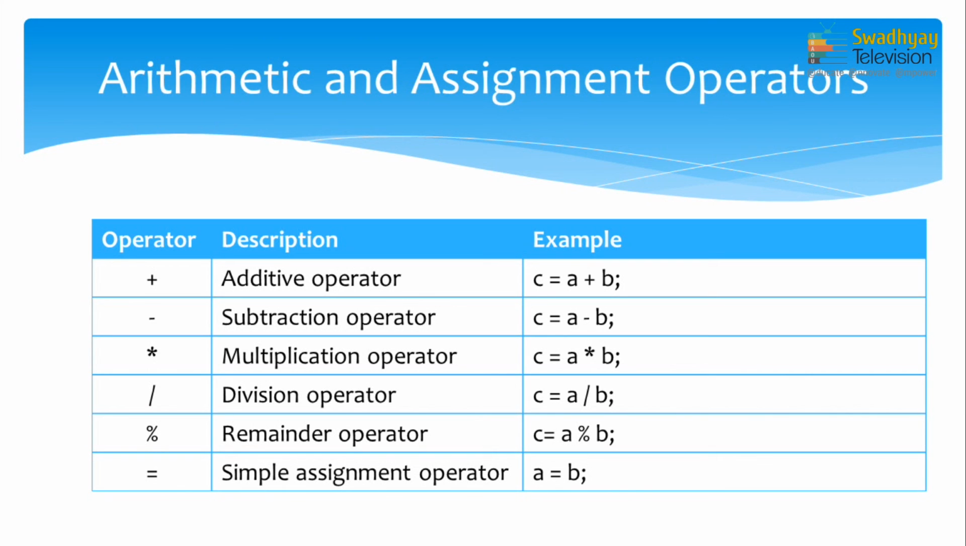Similarly, to subtract two values, we can write C is equal to A minus B, and the one operator which might be new for you is the remainder operator. So, what does it store? As its name suggests, it stores the remainder after dividing A by B into C. For example, A is 11 and B is 3. After dividing 11 by 3, we have remainder 2. So, it stores 2 into C. So, these are the examples of assignment and arithmetic operators.